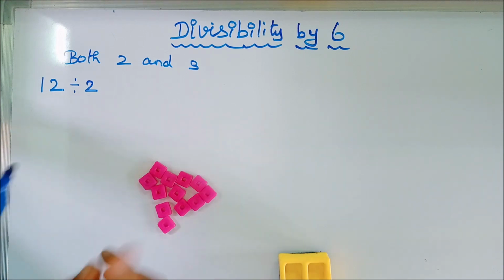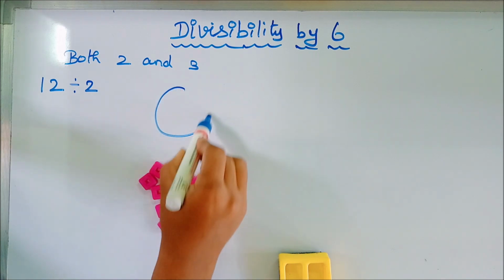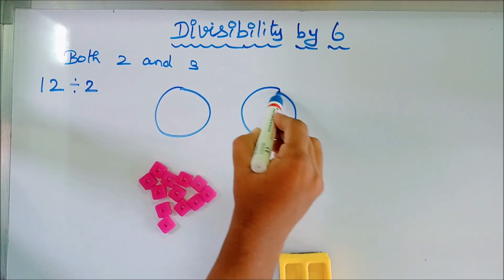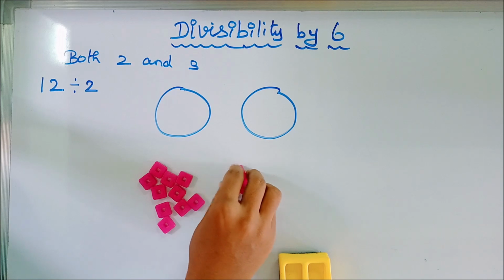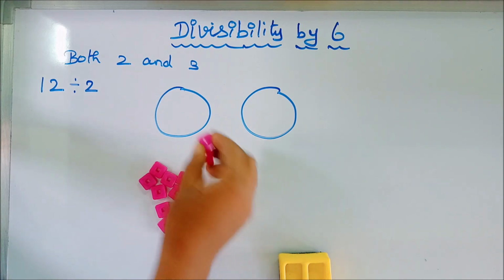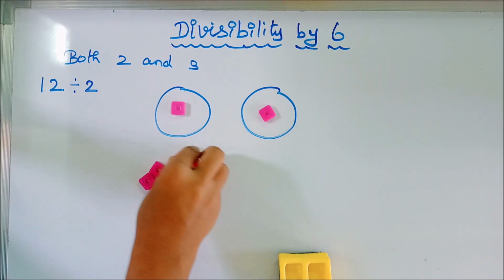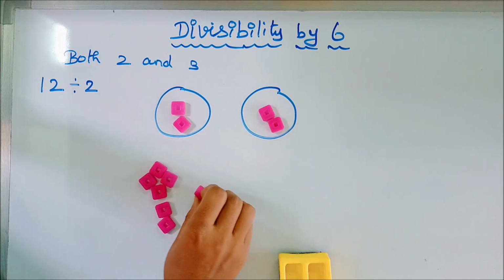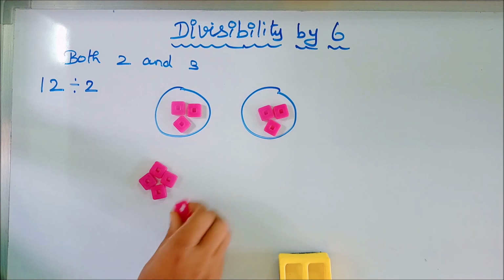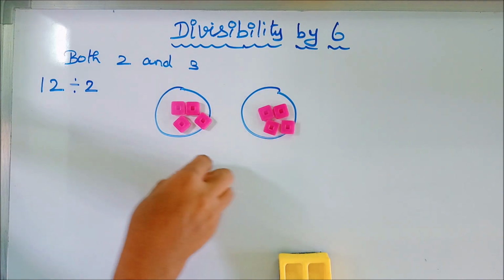Let us check. For that, you have to divide these 12 shapes into 2 equal parts. So first you take two shapes and give one to each set. Give one to each set. Similarly, you have to divide the 12 pieces.